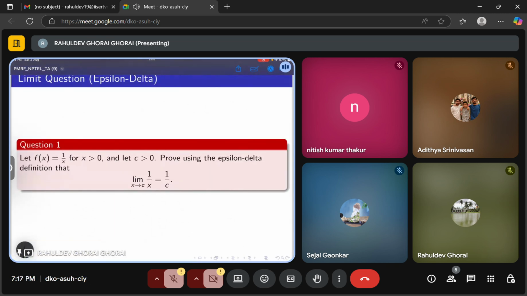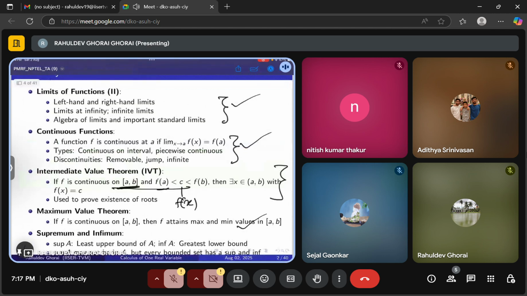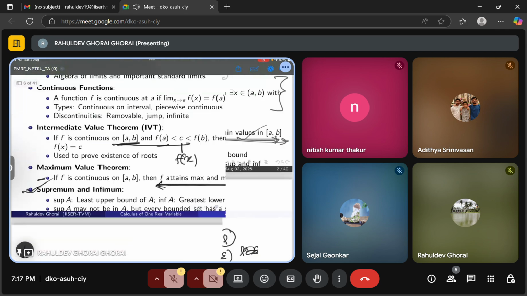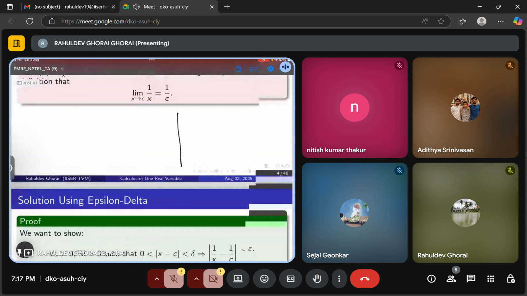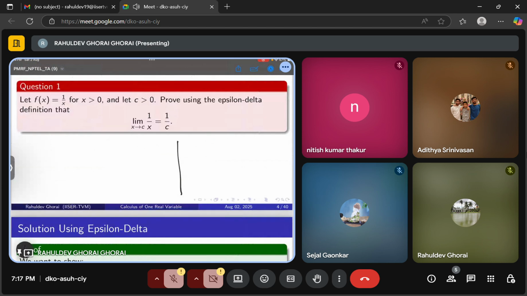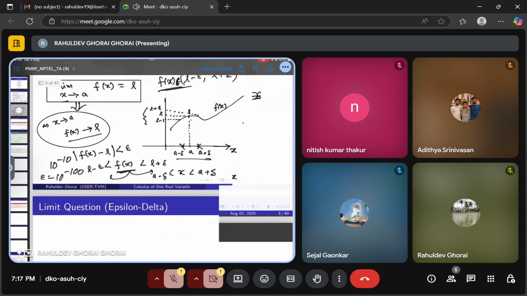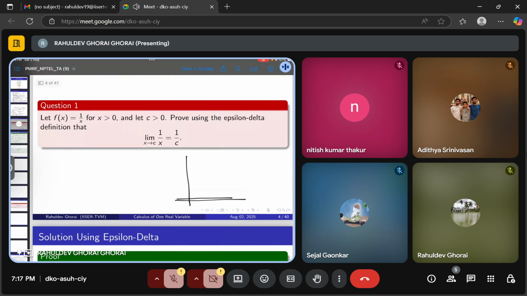It's a very simple one: 1 by x, limit x tends to c, where c is a positive number. Sorry, some problem with this. Okay, I came back. I don't know what is happening. Yeah. So you know how this 1 by x looks, right?